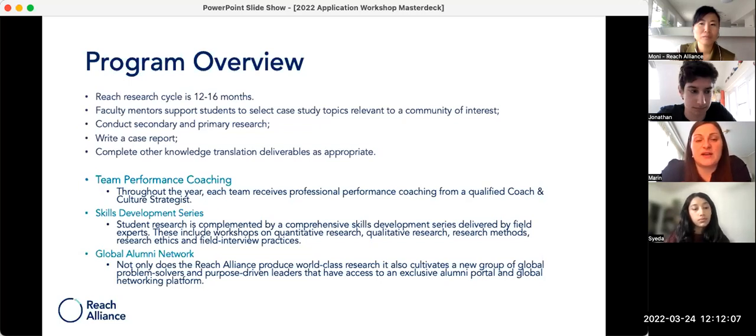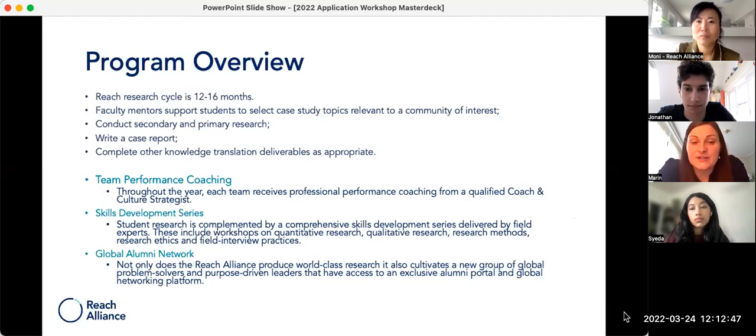Underpinning this research process are three other components of the program that I do want to very briefly speak to. One is team performance coaching. All of the research teams are paired at the beginning of the year with an individual performance coach. That person meets with them one-on-one as well as in a team environment and really drives performance. The aim here is to ensure that each of you is equipped with professional skills around meeting organization, leadership, public speaking, etc. when you come out of this program, but then also that you are able to leverage the assets and strengths of your team members in order to perform at your best, and also that your team is performing at an optimal level.